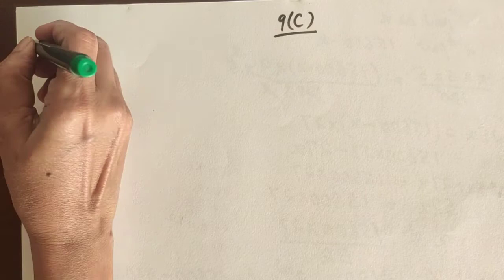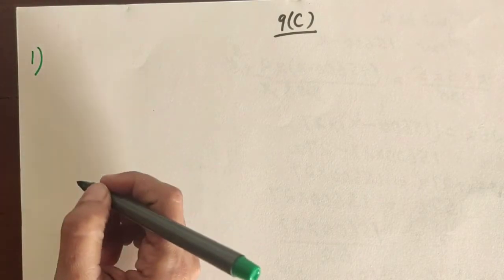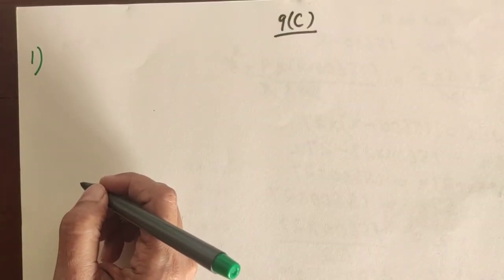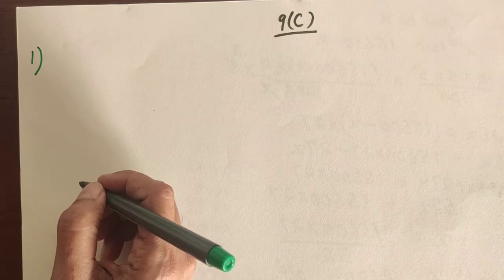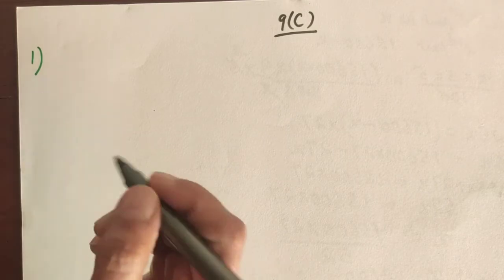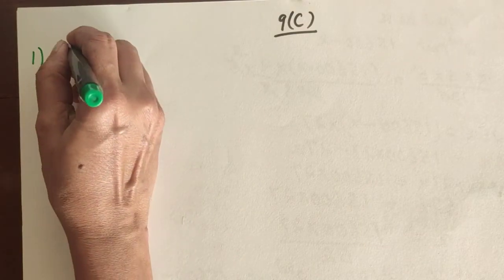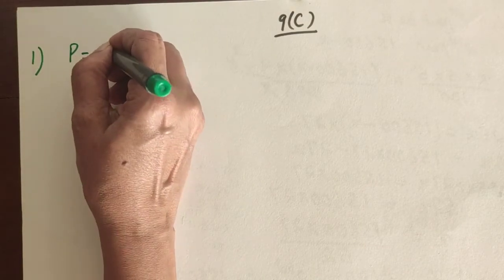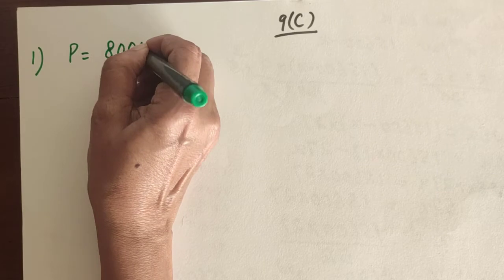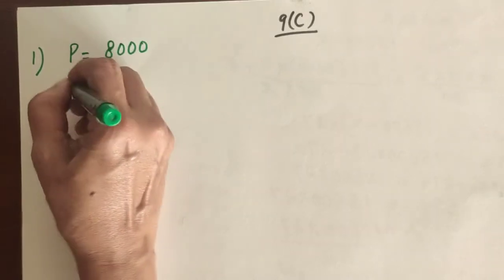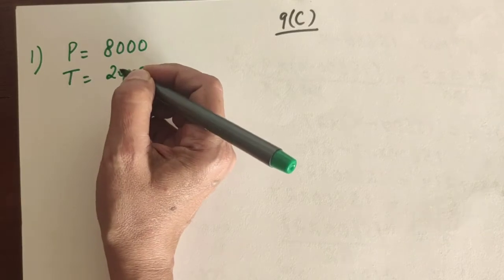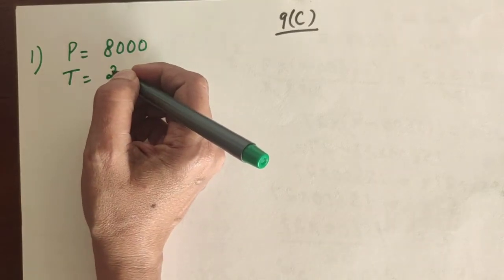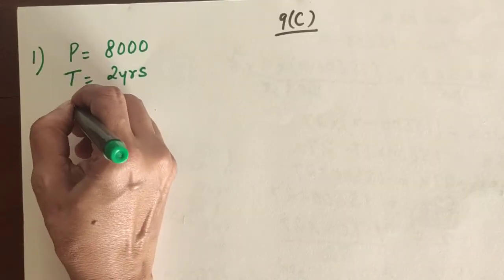Question number 1. It says a sum of rupees 8,000 is invested for 2 years. So the principal is 8,000 rupees. Time given is 2 years. And rate of interest is 10%.